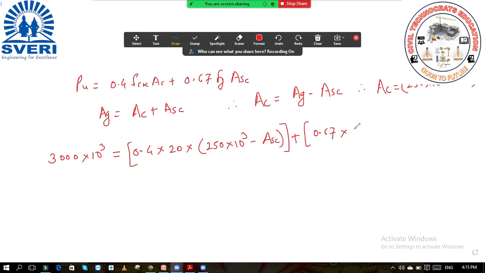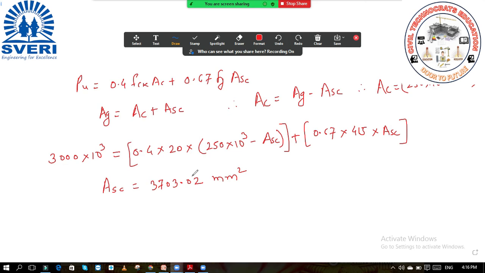0.67 Fy into ASC as it is. Now solve this equation, you will get the value of area of steel, 3703.02 mm square. So this is the area of steel. But you know the clause.